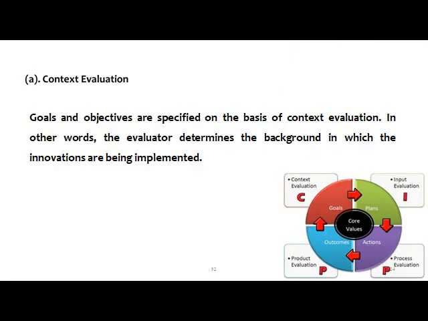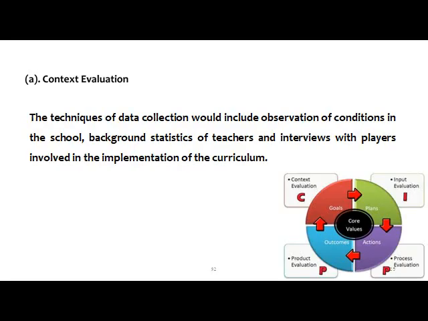Goals and objectives are specified on the basis of context evaluation. In other words, the evaluator determines the background in which the innovations are being implemented. The techniques of data collection would include observation of conditions in the school, background statistics of teachers and interviews with players involved in the implementation of the curriculum.